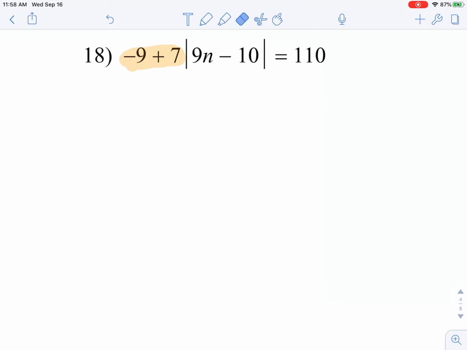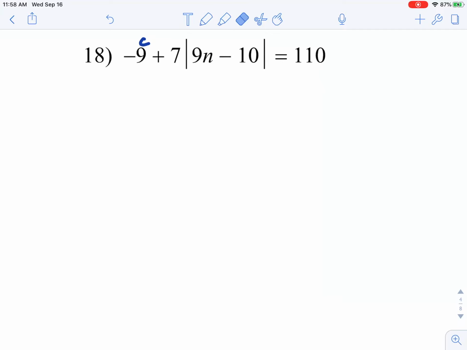Here's the deal. If you had a problem that said negative 9 plus 7x equals 110, could you add the negative 9 plus 7? You should be saying no, because the 7 has an x to it, the 9 doesn't, so these aren't like terms, therefore you cannot combine them. This 7 is basically attached to all of this, which does have a variable in it. Therefore, these are not like terms, the negative 9 and the 7, and you cannot combine them.